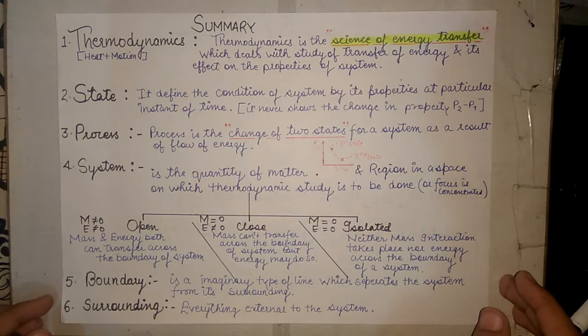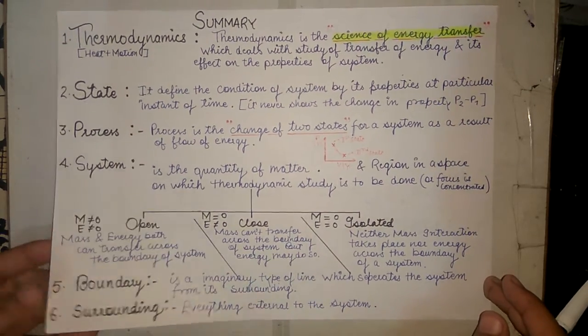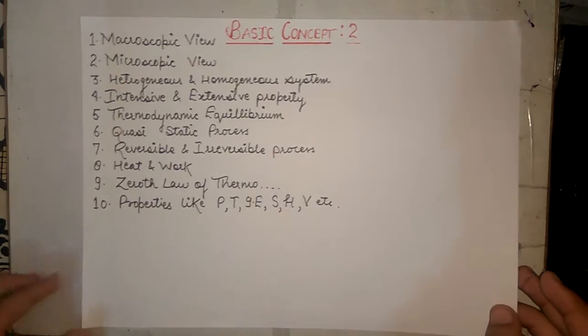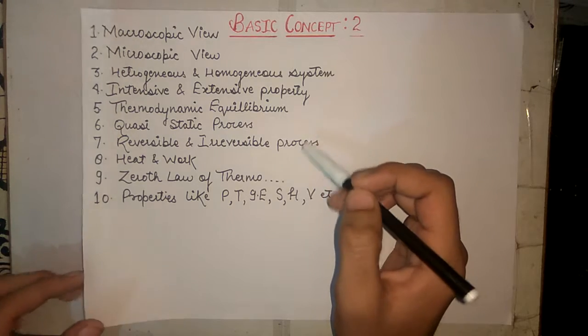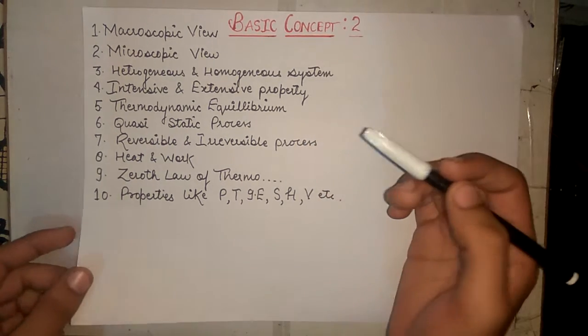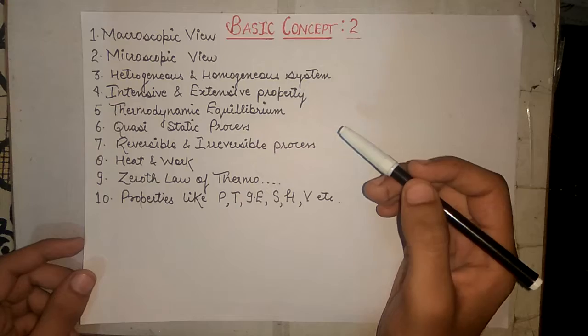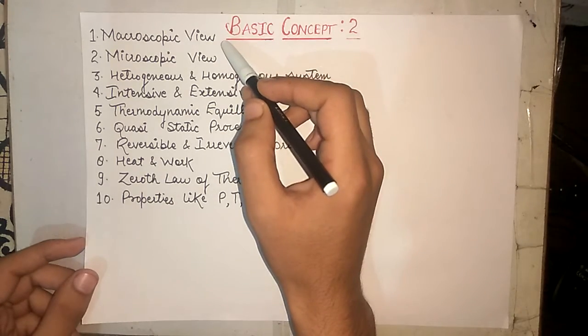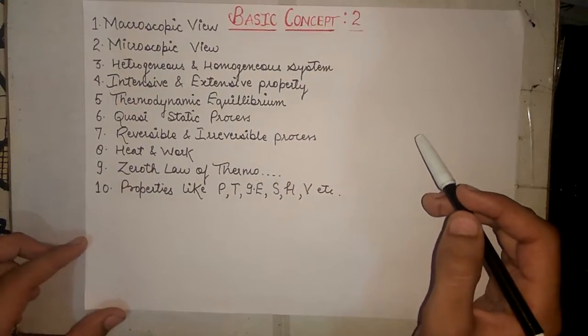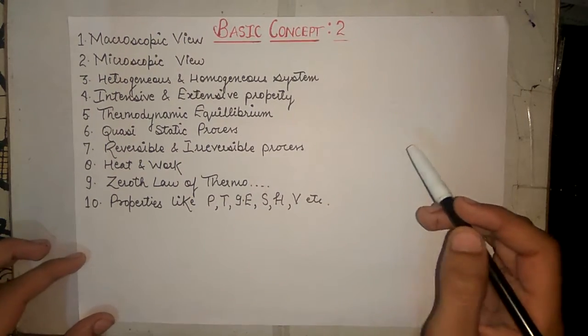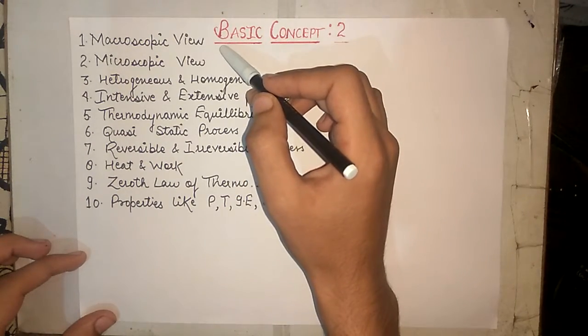Now this is the summary of the last video, and today we will talk about some other basic concepts. These are the basic concepts which I will talk about in this video. Now we are starting from the macroscopic study viewpoint and microscopic study viewpoint. So there are two points of view mainly from which the behavior of matter can be studied.